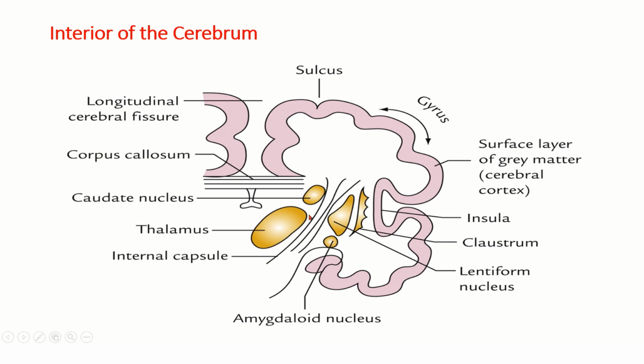Within the core of the cerebrum we can also see the diencephalon features like the thalamus, and you can see the basal nuclei like the caudate nucleus, lentiform nucleus. You can see the amygdaloid nucleus. Basically, if you see the architecture, there is an outer gray matter, then white matter, and in the center there are a few nuclei of gray matter.